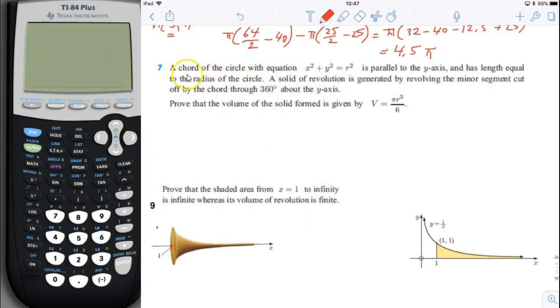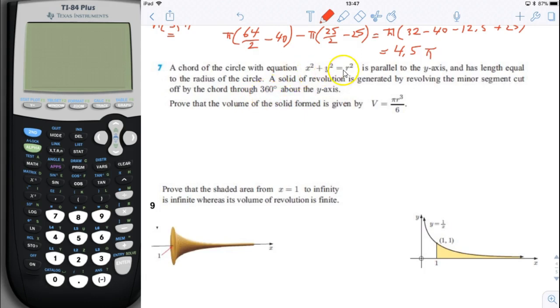Okay, second to last problem, number 7. A chord of the circle with the equation x squared plus y squared equals r squared, remember that's the equation of a circle with radius r, is parallel to the y-axis and has length equal to the radius of the circle. A solid of revolution is generated by revolving the minor segment cut off by the chord through 360 degrees around the y-axis. So let's try to draw this picture.